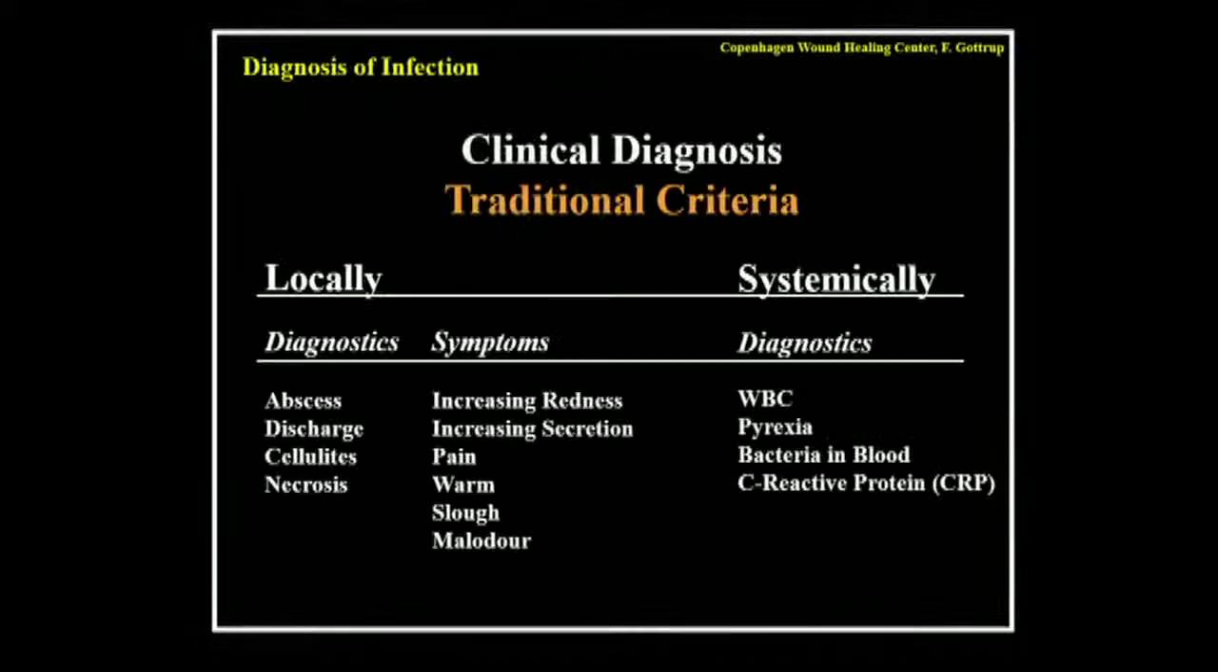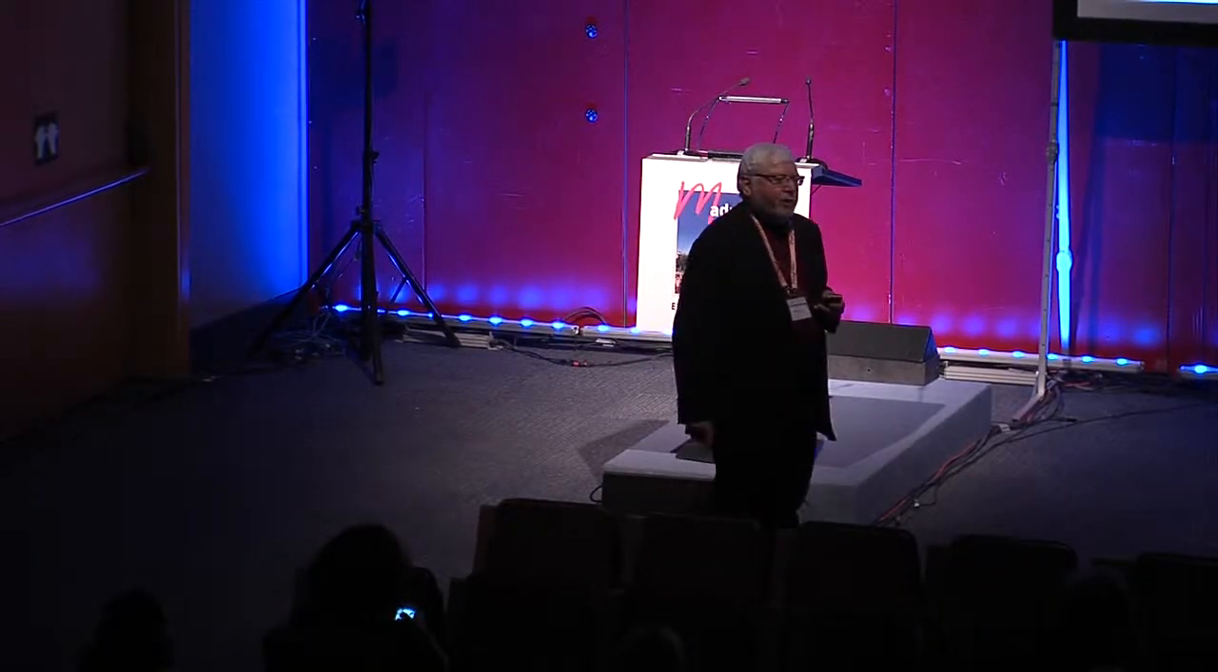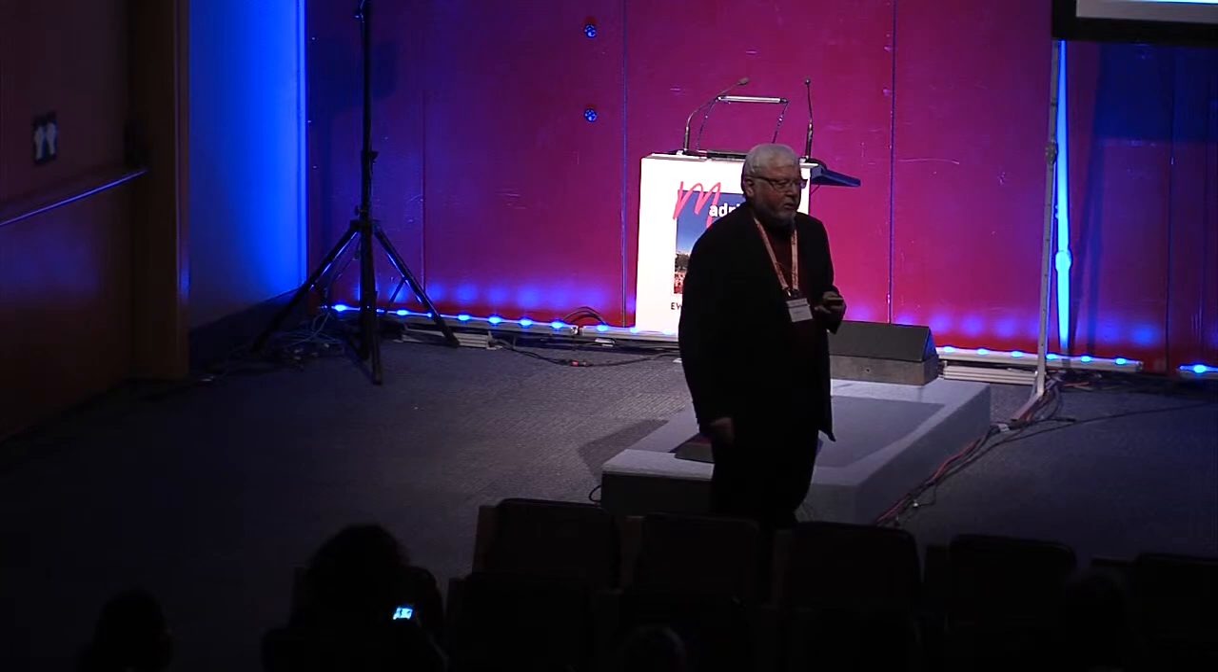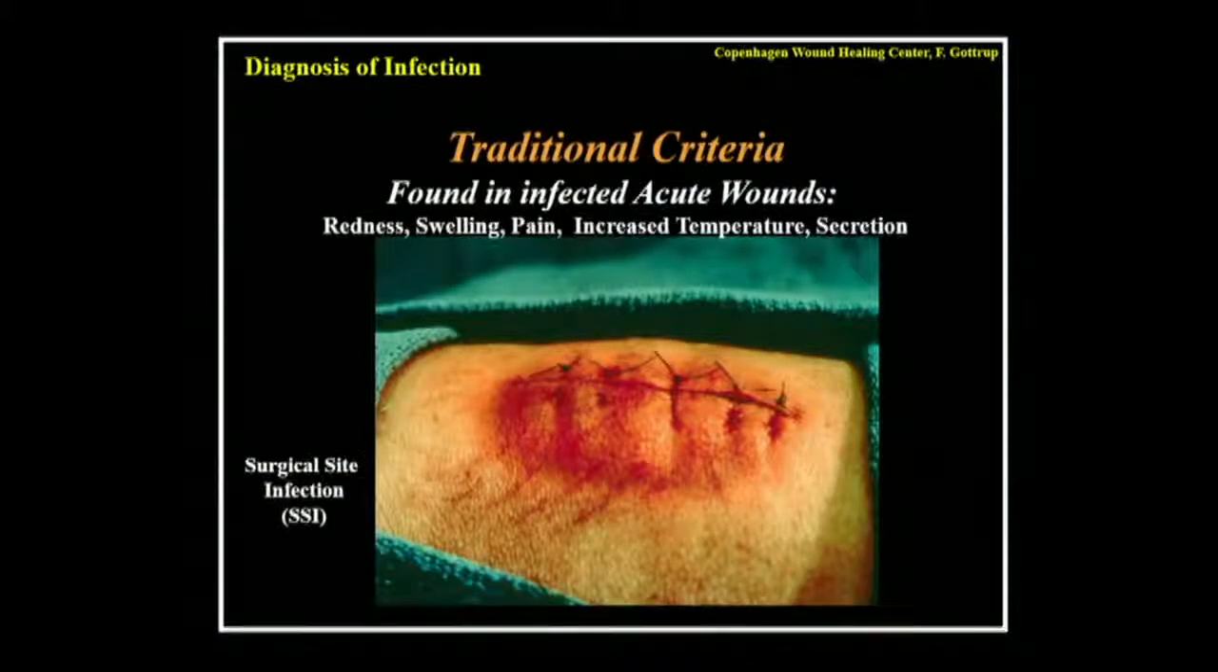What about the diagnosis? It's the same there, a very simple one. You have diagnostic abscess, cellulitis, necrosis, and the symptoms are all the inflammation symptoms: redness, secretion, pain, warmth, slough, and so on. An acute wound, fortunately, is much, much easier to diagnose than a non-healing chronic wound, because it normally looks like this. It's rather easy to find out that there is an infection in this one, and it has all the classical signs here.